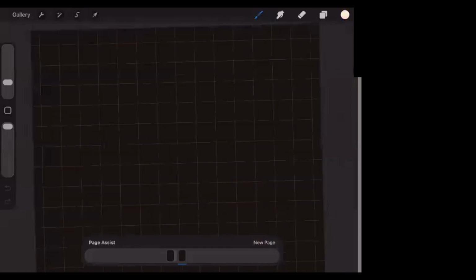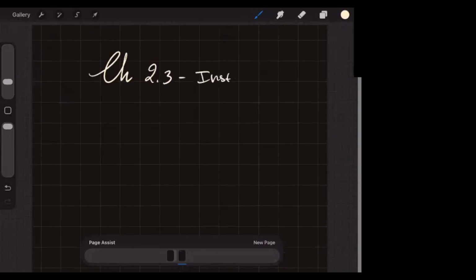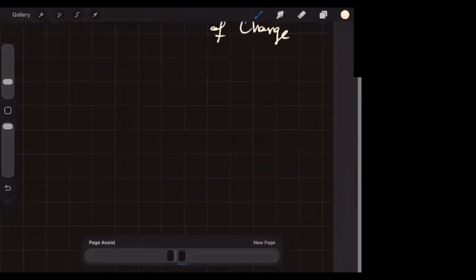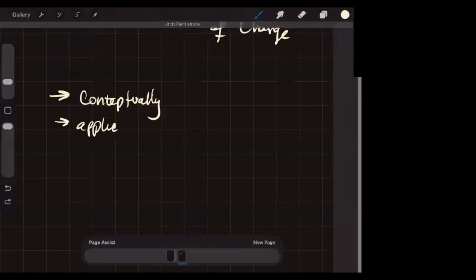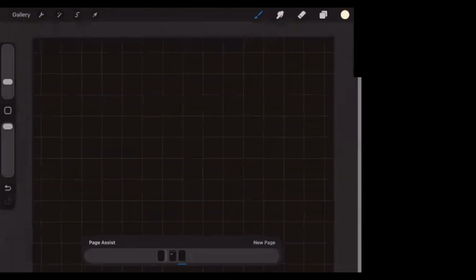All right. So what we're going to cover now is chapter 2.3, instantaneous rate of change. We'll go over it conceptually, applicatively, and I guess like vibes. Okay. So first, definition of the instantaneous rate of change.